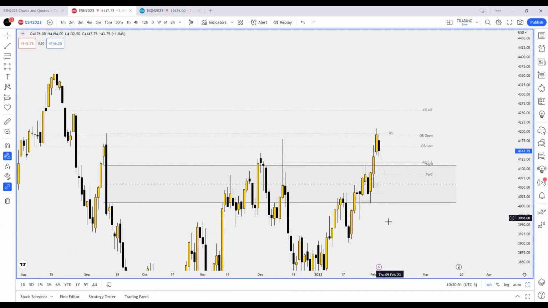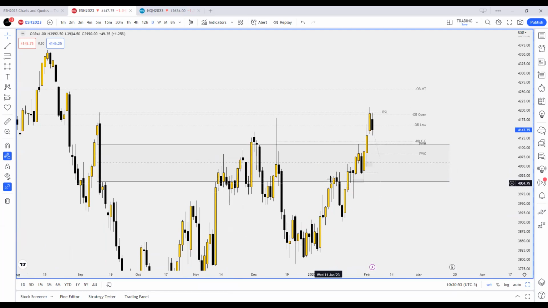It now needs to play as support. You saw it act as resistance in here, act as resistance in here. We closed, filled the entire gap, used it as support, closed all the way through it. Now we need to at least use the top half of it. Does it have to get all the way to the consequent encroachment? No, it could just touch the top.